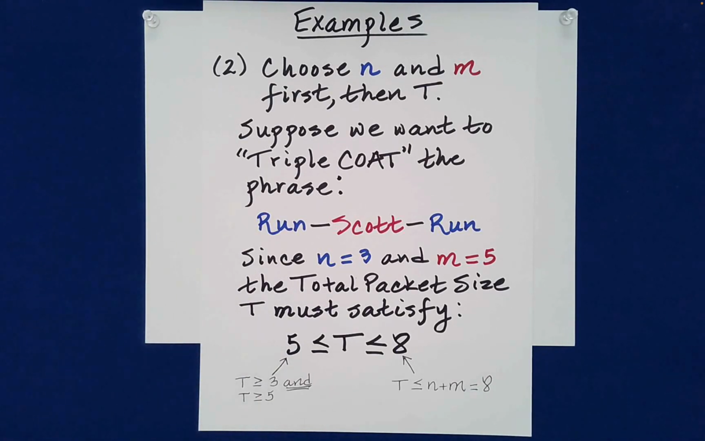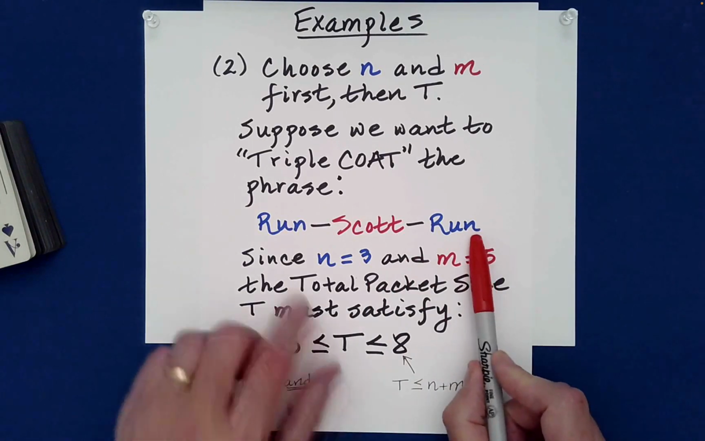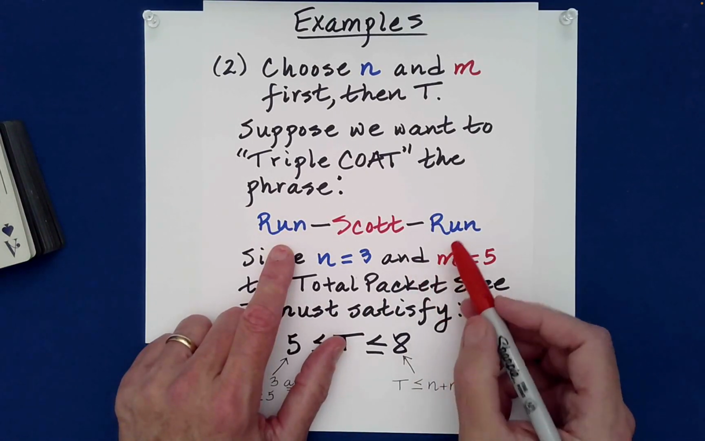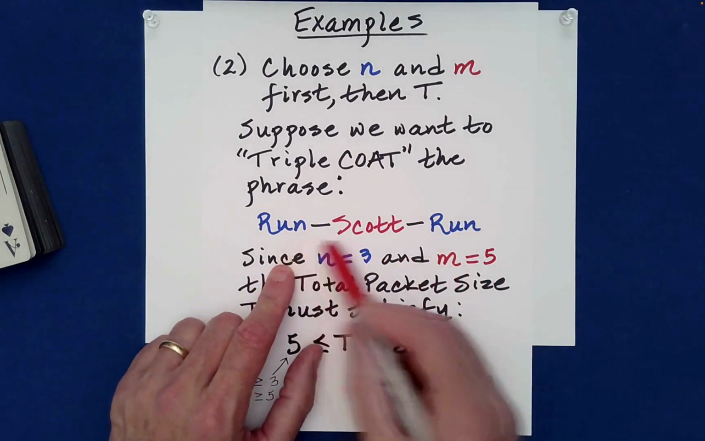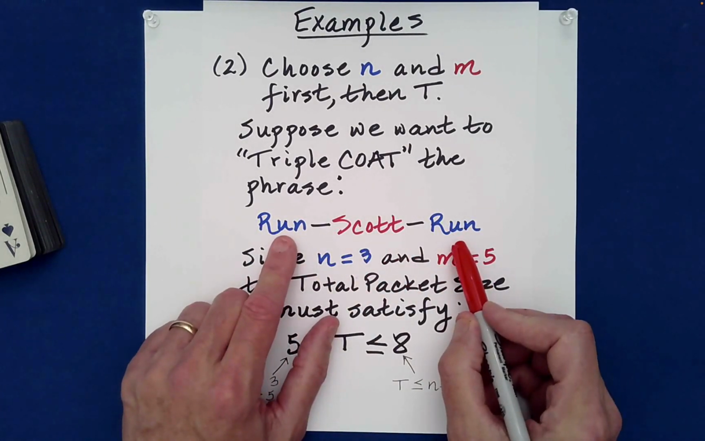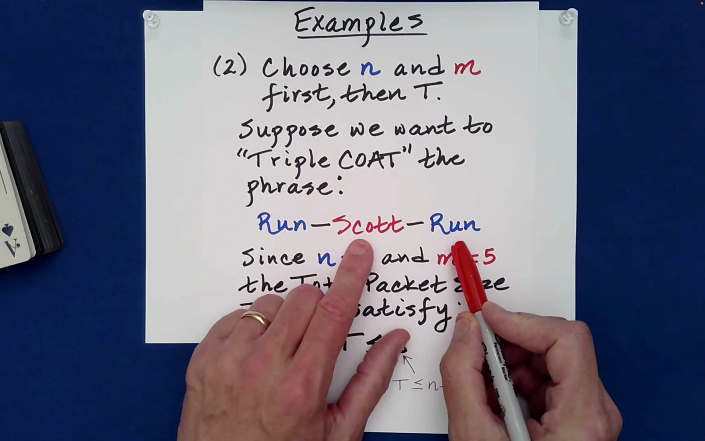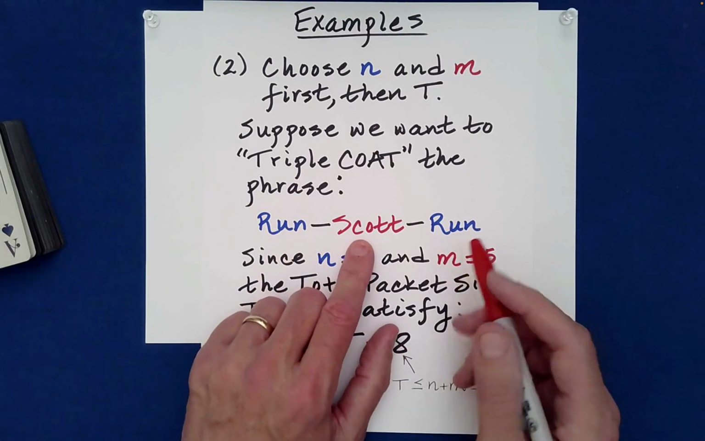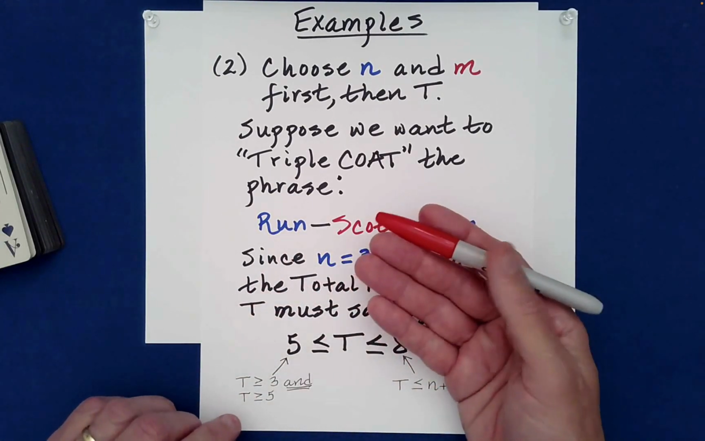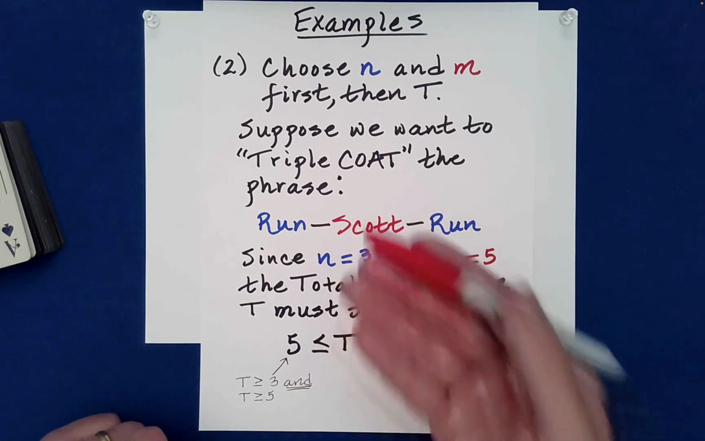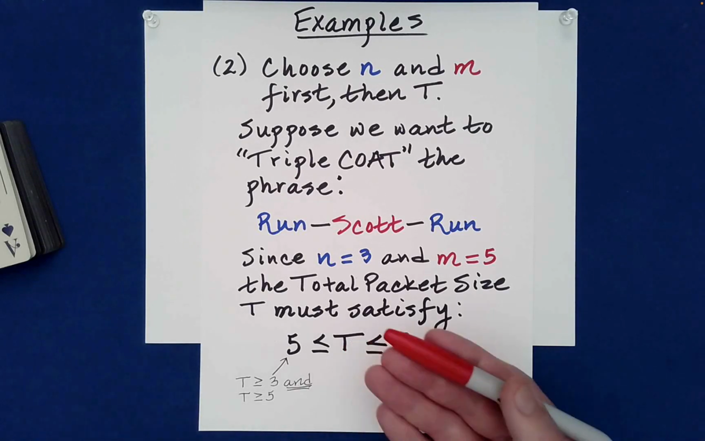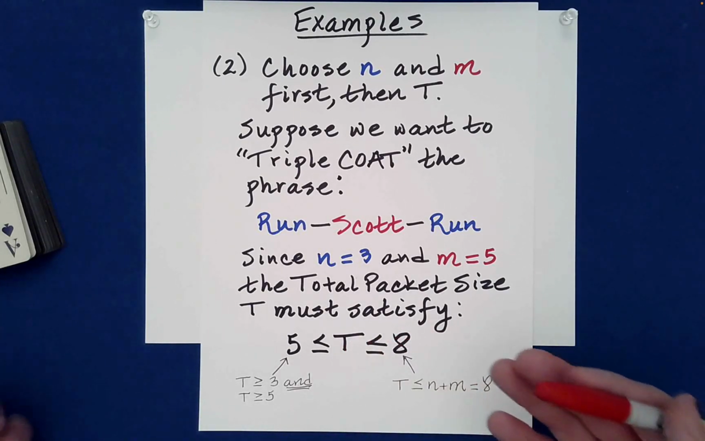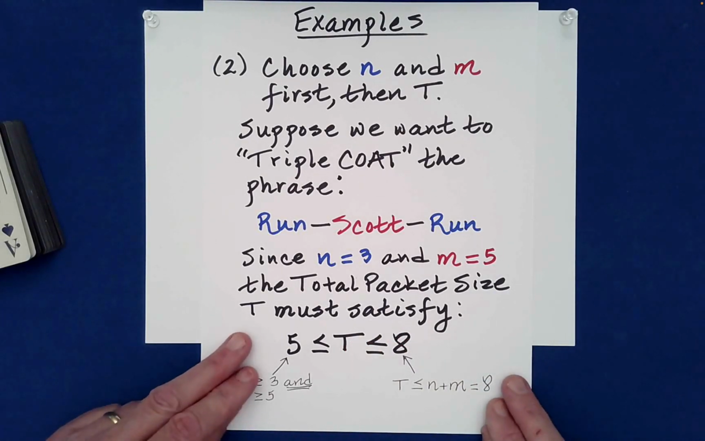Suppose you want to use the phrase, run, Scott, run. If you notice what's going on here, this is a perfectly legitimate triple to use. If we spell run, followed by Scott, followed by run, it will bring the original bottom card to the top. Now, it's only going to do that if the total packet size is within a certain range. That's what we're going to show you now.